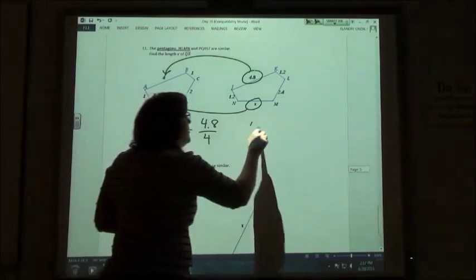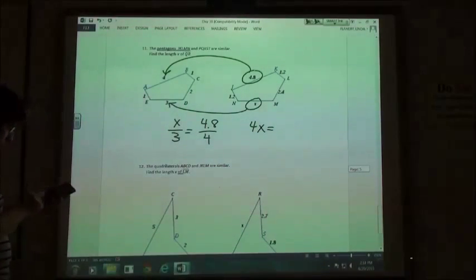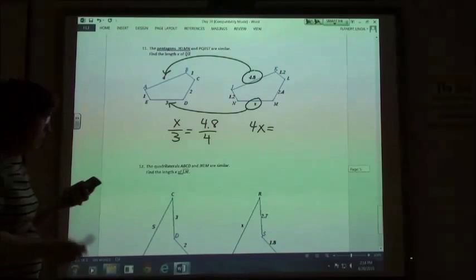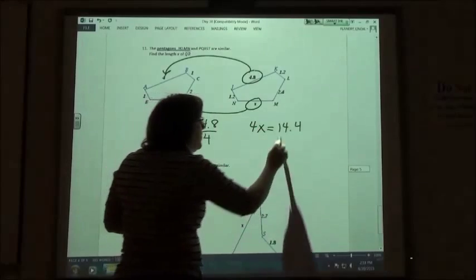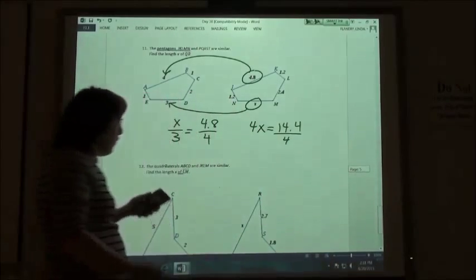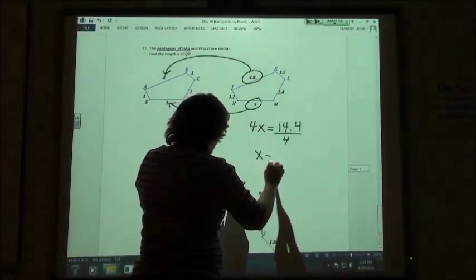X times 4 is 4x. 3 times 4.8 is 14.4. I got to solve that by dividing by my coefficient of 4. And so x is going to be 3.6.